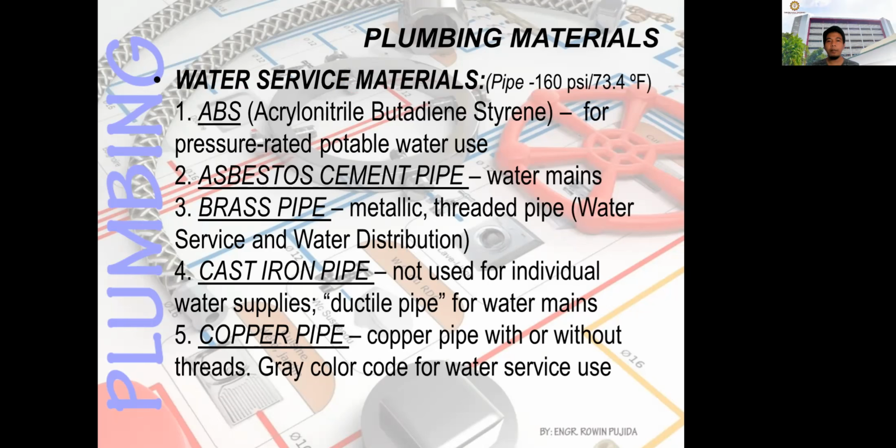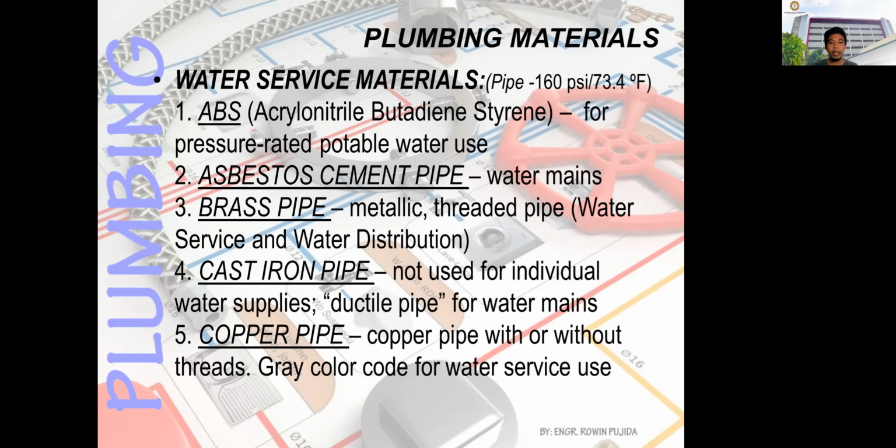These are colored pipes, sometimes blue, then you also have black and gray. So it depends on the usage for this type of materials. This is for pressure rated potable water use. An example for that is PVC. So that is one example for the ABS material. Next is the asbestos cement pipe. That is usually used in the water mains.